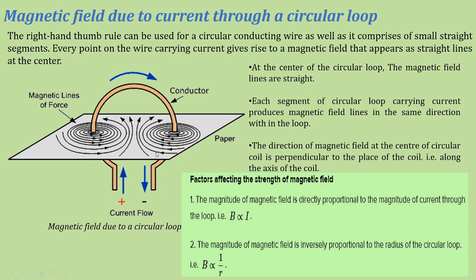Now this is a coil, so this is a circular loop. The axis will be along this side, and the direction of the field line will also be this. Now what are the factors affecting the strength of the magnetic field? The magnitude of the magnetic field is directly proportional to the current through the loop, and inversely proportional to the radius of the circular loop. The smaller the loop, the greater the magnetic field, and the greater the radius, the less the magnetic field. The more current flows through the conductor, the more will be the magnitude of the magnetic field.